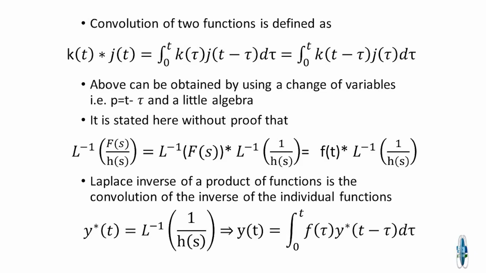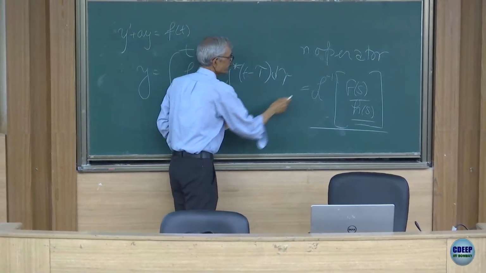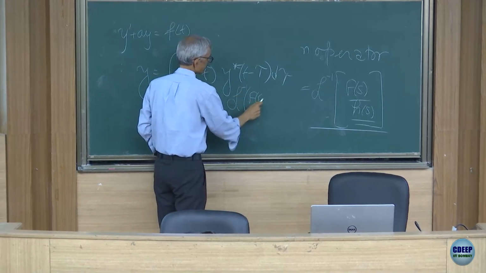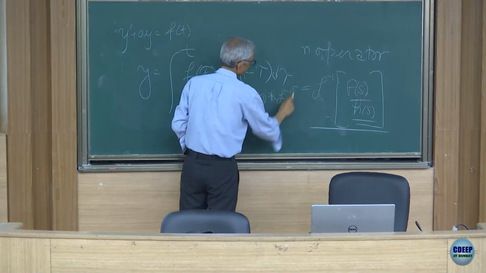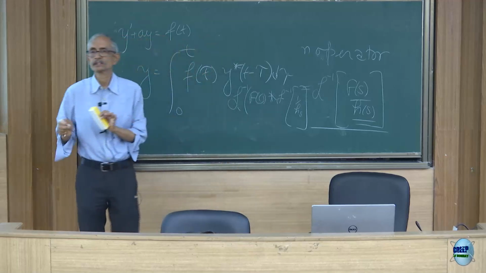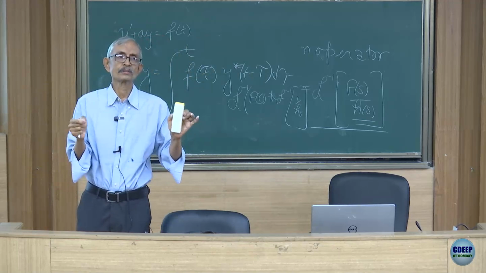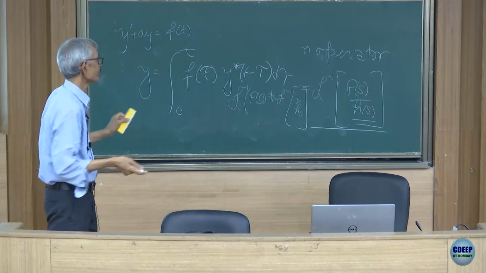two functions, if you have got something like this, then this is nothing but the Laplace inverse of F(s) convolved with the Laplace inverse of 1 by H(s). Okay, so that's our intention, and we are only users. We are not going to go ahead and show any of this.